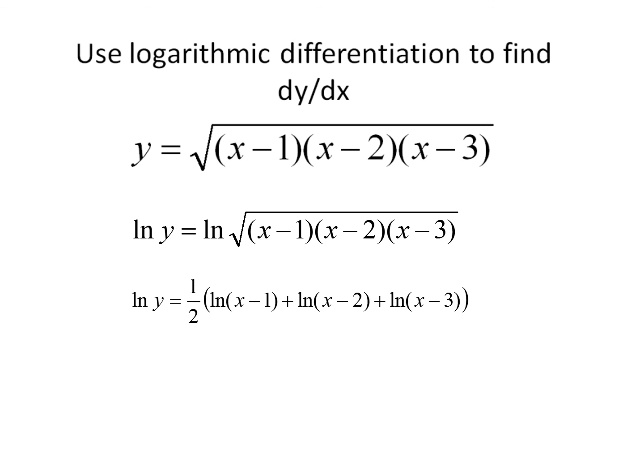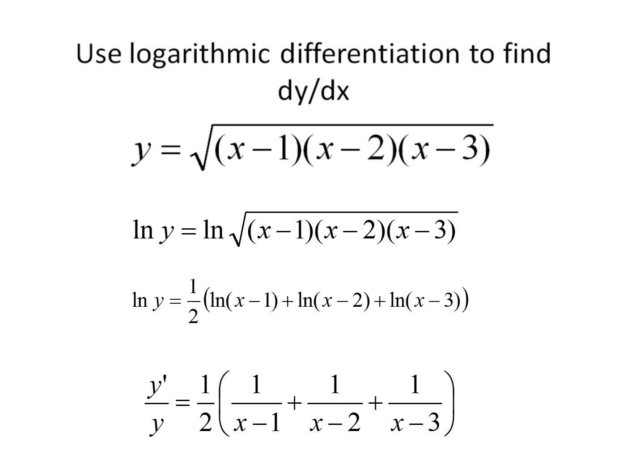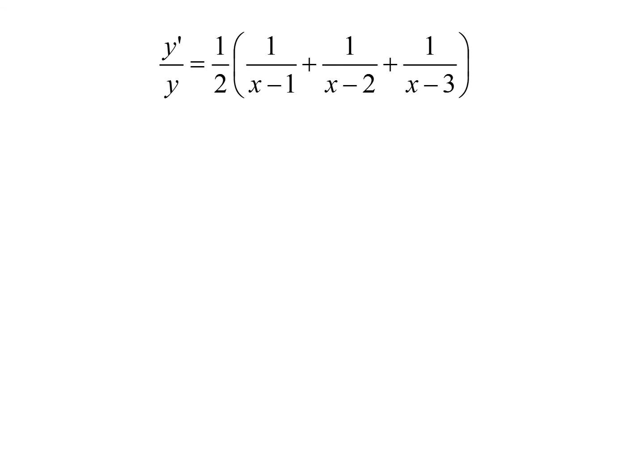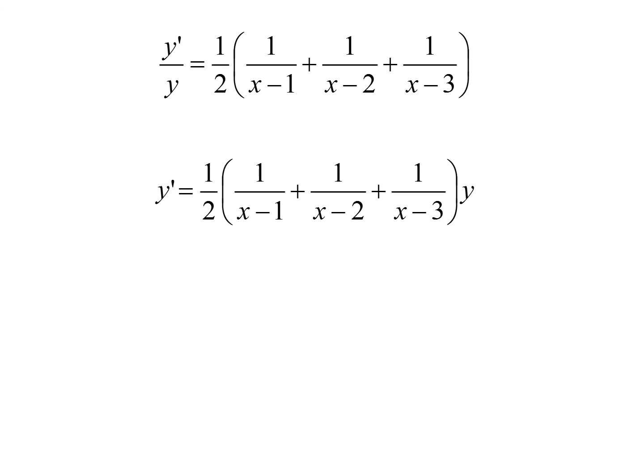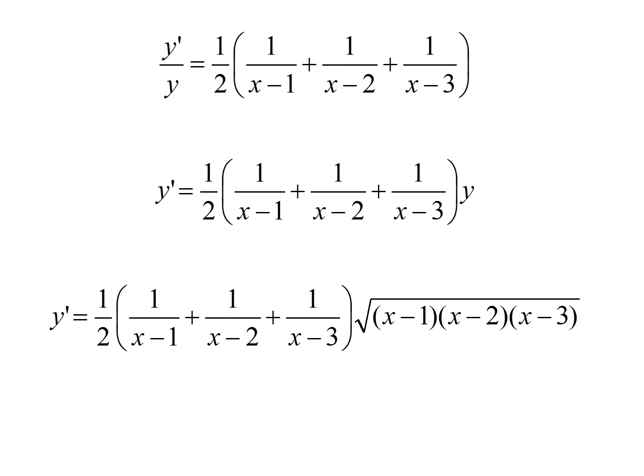Now I'm going to take the derivative of that. And I get y prime over y equals 1/2. And just remember the derivative of the natural log of x minus 1 is simply 1 over x minus 1, and so on and so forth. But I'm not done because now I have to solve for y prime. So to solve for y prime, I'm going to multiply both sides by y. But I don't want y in my derivative, so I have to replace y by the original expression.